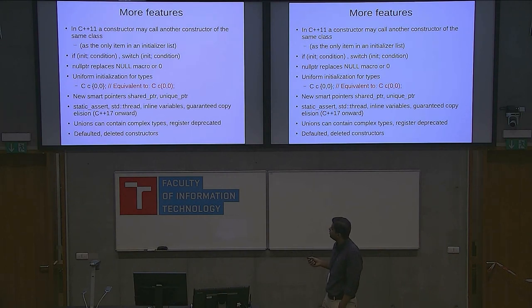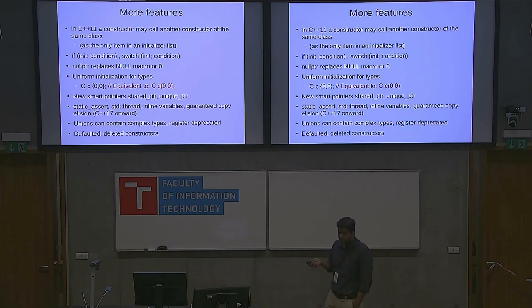Types can be uniformly initialized now with this curly brace syntax. It works for arrays, objects, primitives. Anything can be initialized like this now. We have smart pointers. So generally, modern C++ discourages people from using raw pointers, like the one I showed you in my class. They're always to be wrapped around a smart pointer, because smart pointers live on the stack as ordinary stack variables, and the allocations and the freeing up of the memory is done automatically when the variable goes out of scope.